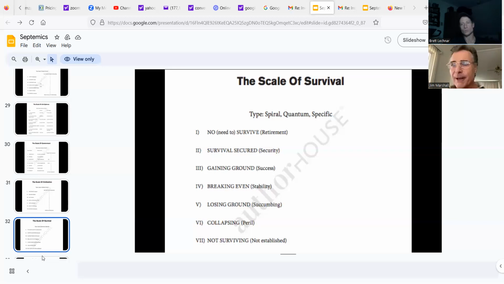And if they do declare bankruptcy and go out of business, they're at level 7. So remember Blockbuster? Company Blockbuster, right? They were at level 2.